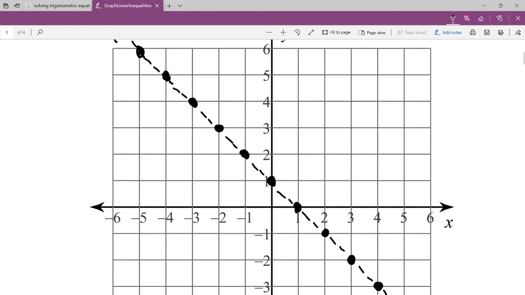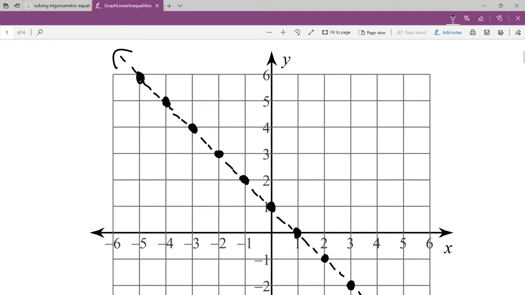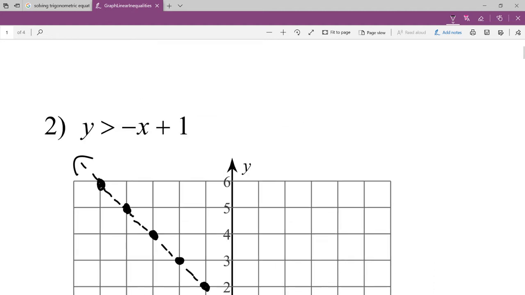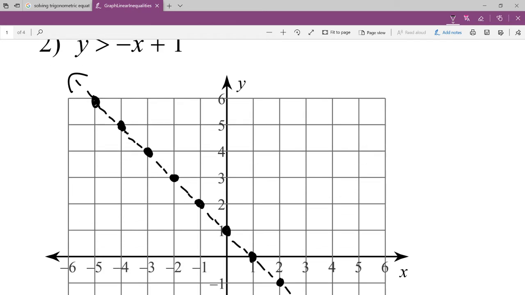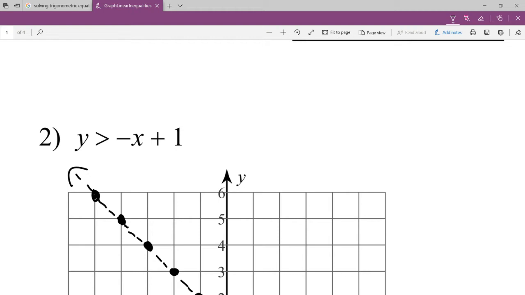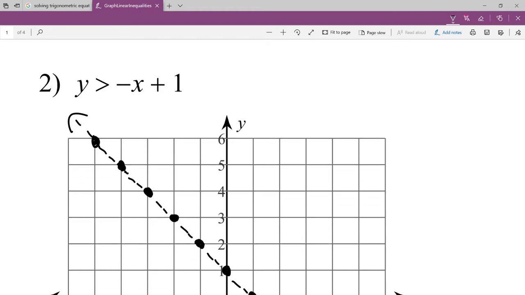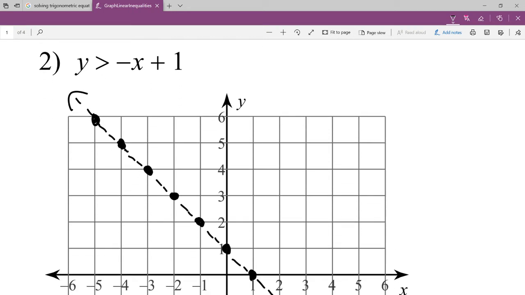So put arrows, but anyways, then what you do to know where to shade, you use a test point again. You want to determine the areas where you would use a test point, whether to shade over here or over here. So you have to use any test point that is around here, and any test point that is around here.